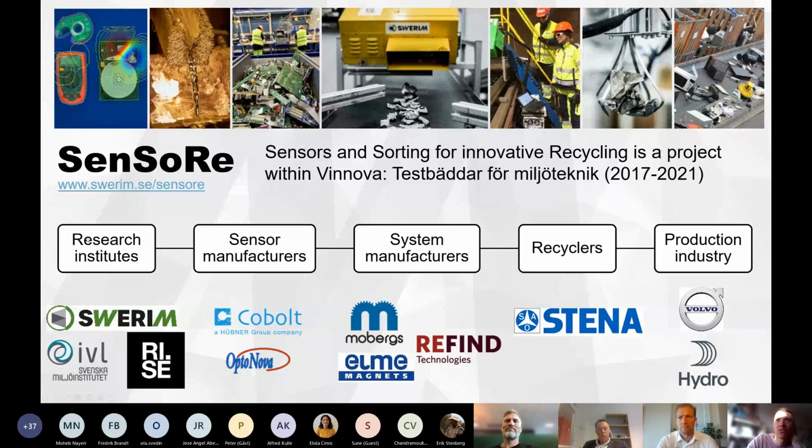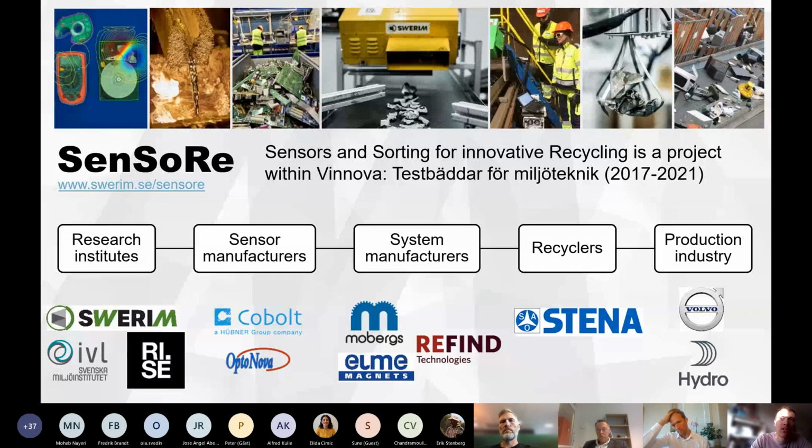SenSoRe stands for Sensors and Sorting for Innovative Recycling, and it's a project funded by Vinnova, started in 2017 and will continue until next year. And there are many actors involved here. It's the research institutes Swerim and RISE, and also IVL Swedish Environmental Research Institute. We have some sensor manufacturers, Cobalt and Opnova. We have some system manufacturers, Moberg, Elme Magnets, and Refined. And we have the recycler Stena Recycling, and also some production industry, Volvo and Hydro.